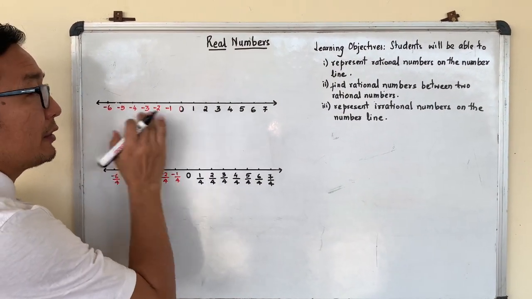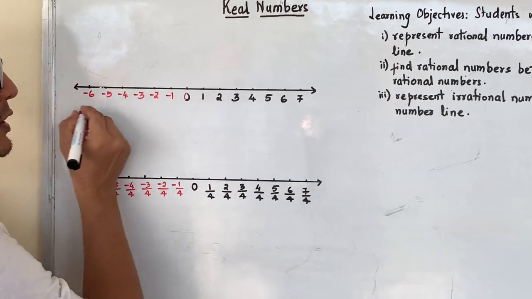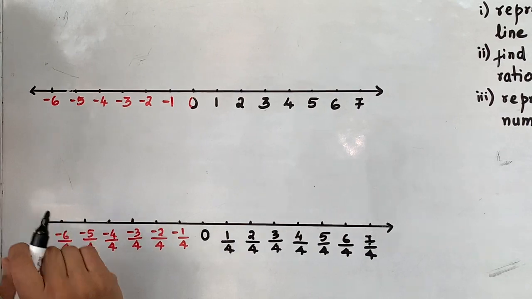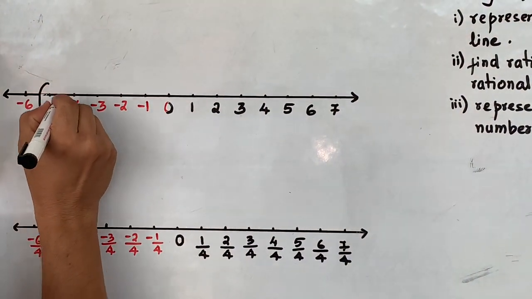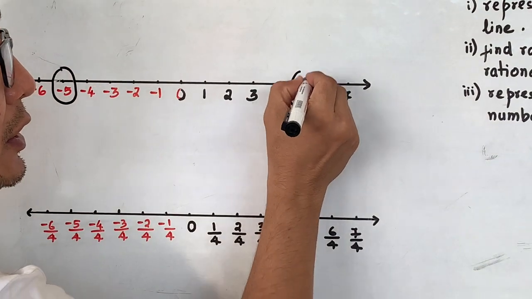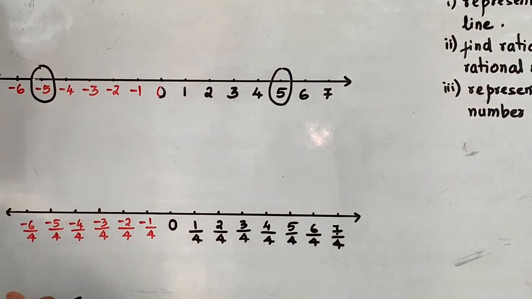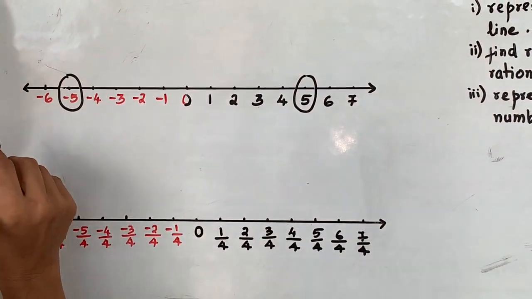But this is how we represent integers on the number line. The integers represent, for example, 5 and negative 5.